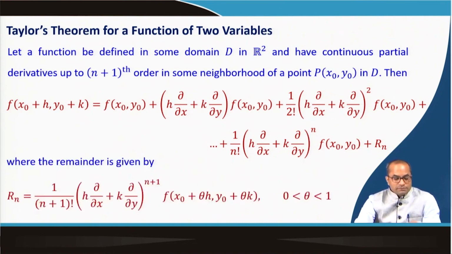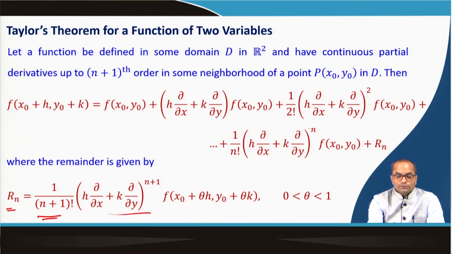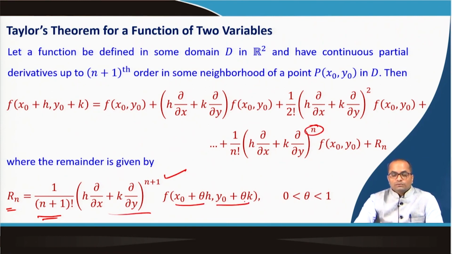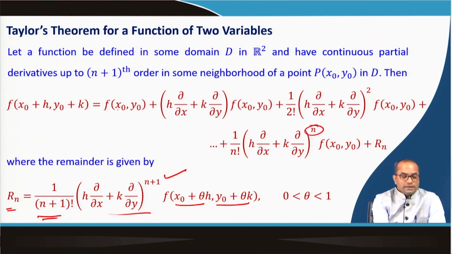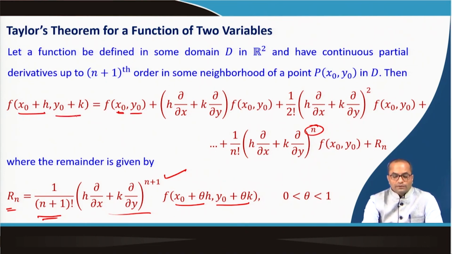The remainder is again similar to what we have discussed before: 1 over factorial n plus 1, with the derivative of order n plus 1, and instead of the fixed point, now we have a variable, or rather unknown, point, where the argument lies between x naught and x naught plus h, and between y naught and y naught plus k, which is expressed in terms of theta here. Theta varies from 0 to 1.